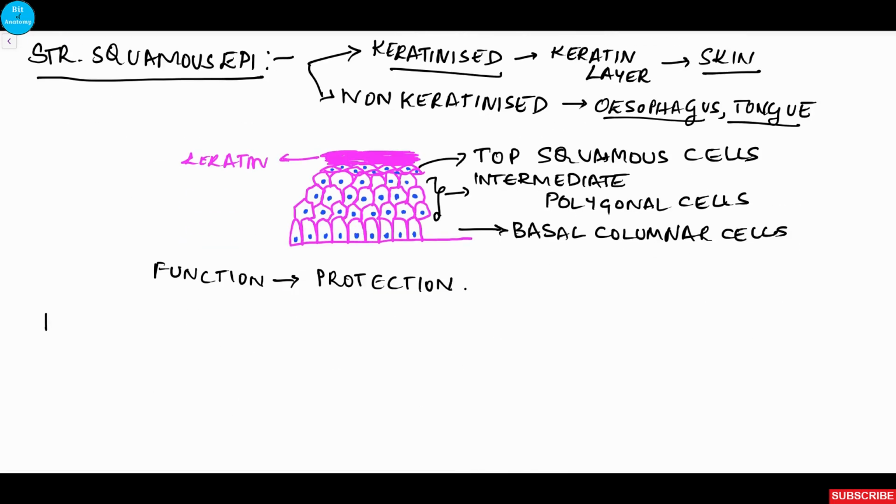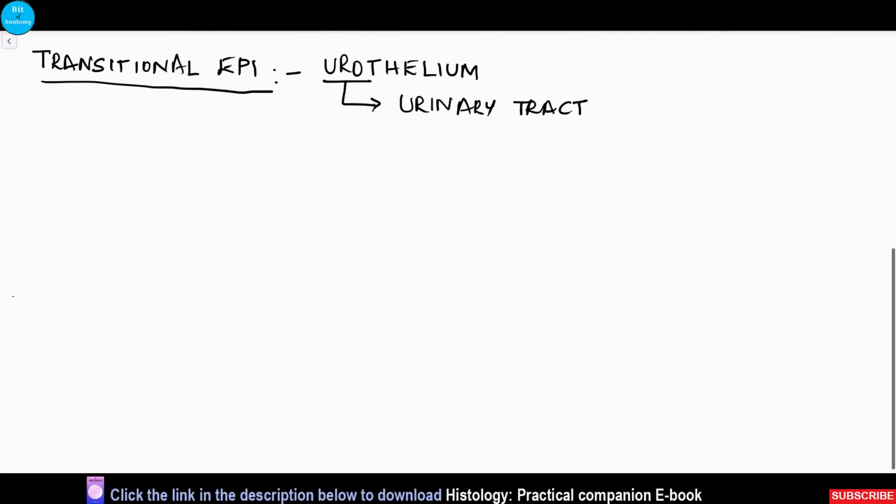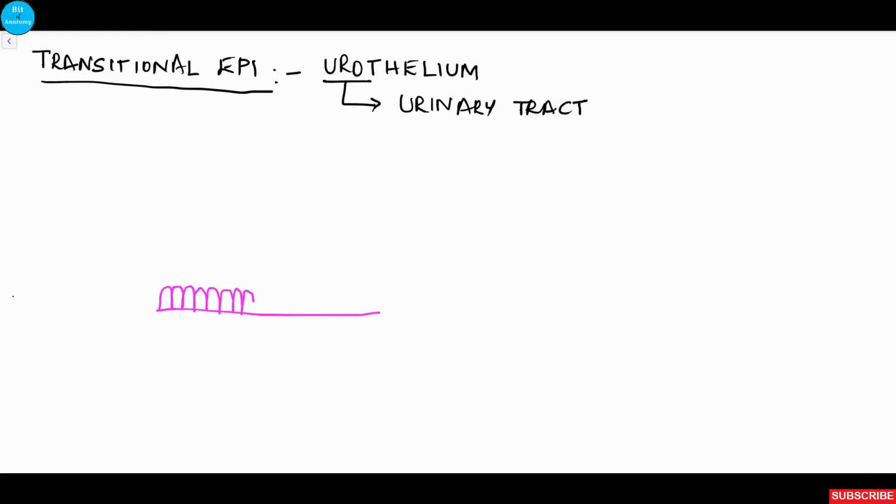So next is the transitional epithelium, which is also called urothelium, because it is present in the urinary tract like the bladder, the urethra and the ureter. It contains a basement membrane over which there are low columnar cells or cuboidal cells, and above that multiple layers of polyhedral cells. Some books mention it as pear-shaped cells. And the topmost cells, they are the specialty here, which contain umbrella-shaped cells.